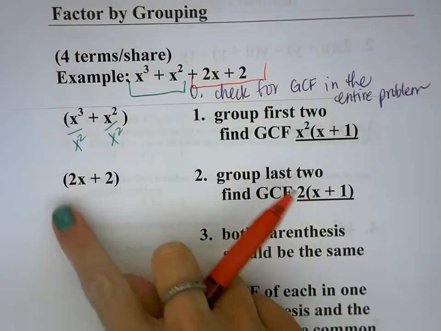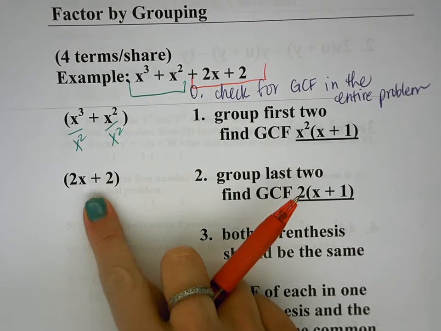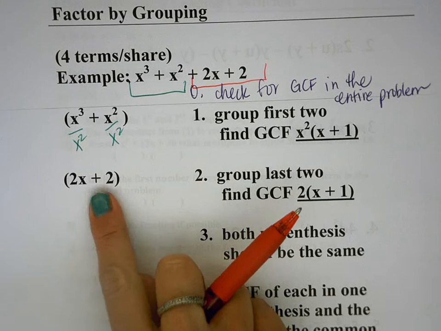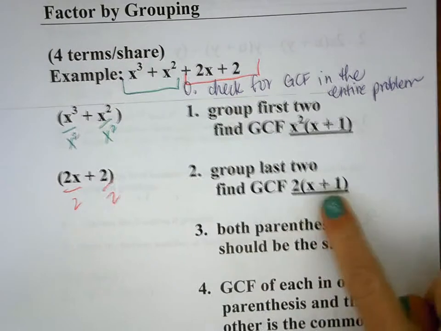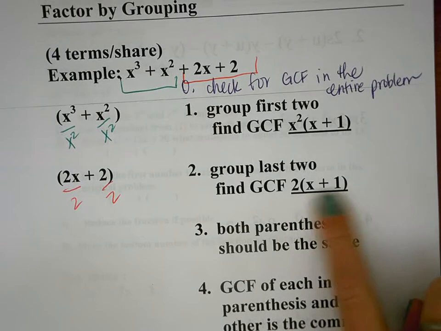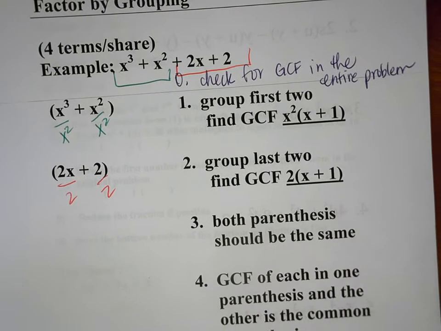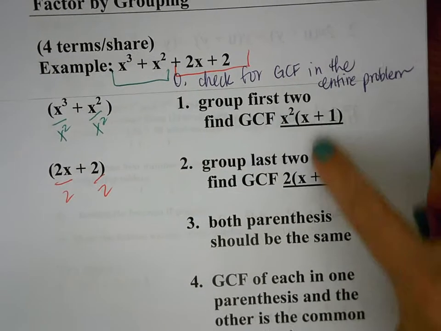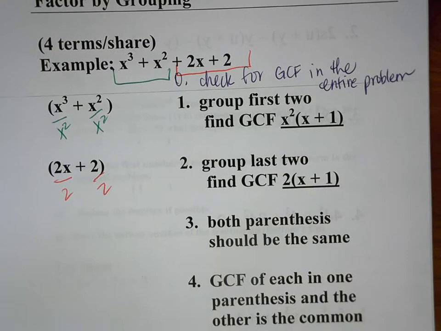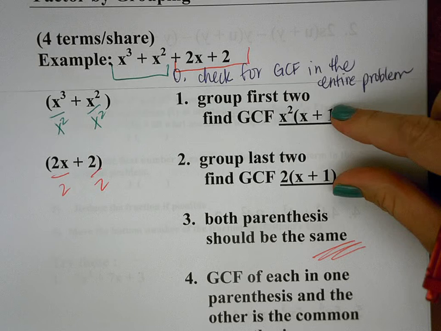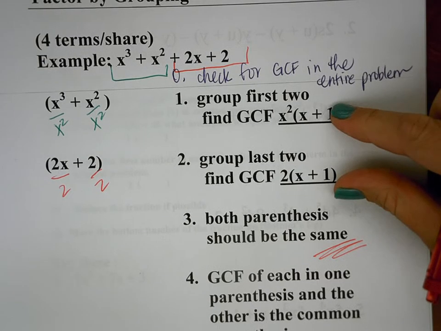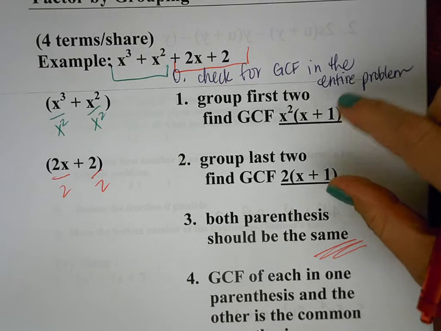Within your last 2 terms, you now take out a GCF. In this case, the GCF is 2. When I divide each of these by 2, I'm left with x plus 1. Now, what should happen is that both of the parentheses here should be the same. If they are not the same, you did something wrong, and you need to go back and check what you did, because they need to be the same.